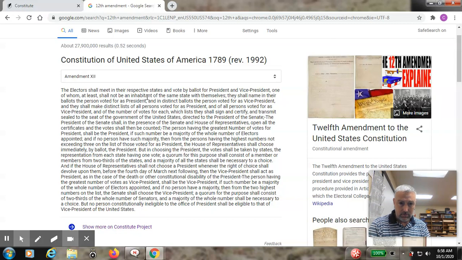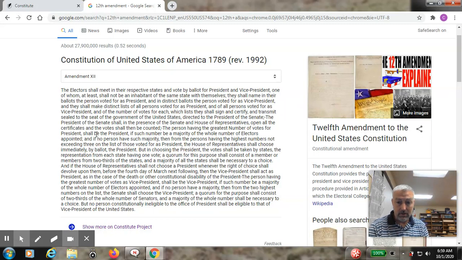The person having the greatest number of votes for president shall be president, if such number be a majority of the whole number of electors appointed. Now, as most people know, that's 270. Got to get to 270. It's 538 votes in the Electoral College now, and 270 constitutes a majority. It is possible it could work out where you could have a tie at 269 each, and if that were to happen, then again, the House of Representatives would choose the president.